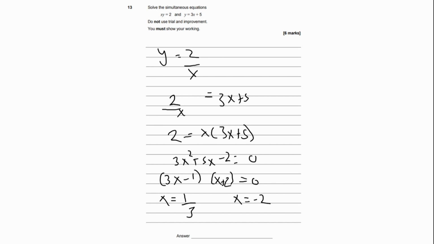Now if x is negative 2, you're going to have negative 2y equals 2, so y must be negative 1. Now if x is 1/3, so 3 times 1/3 is 1, 1 plus 5 is 6. So y equals 6. And those are your answers.